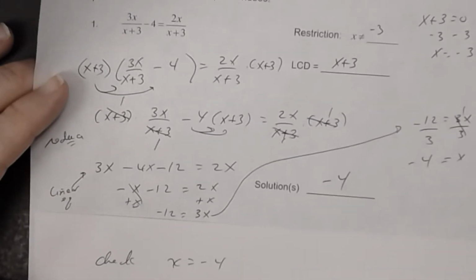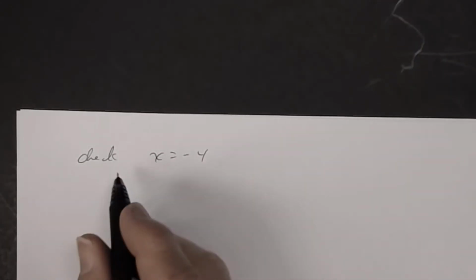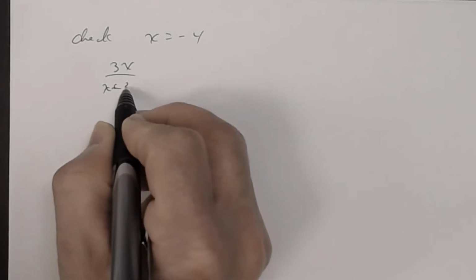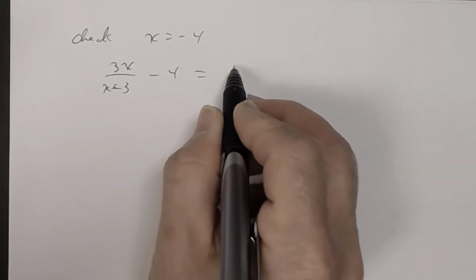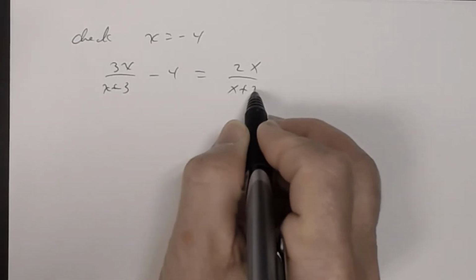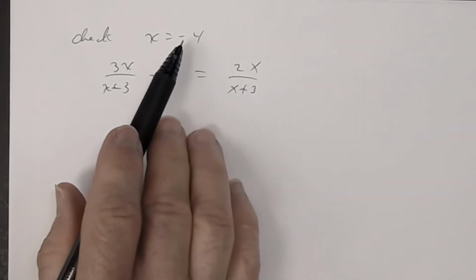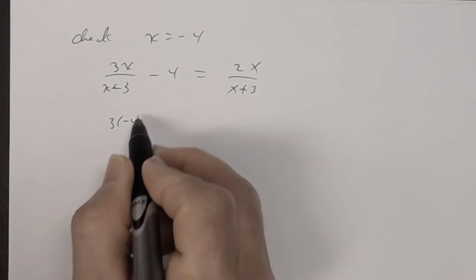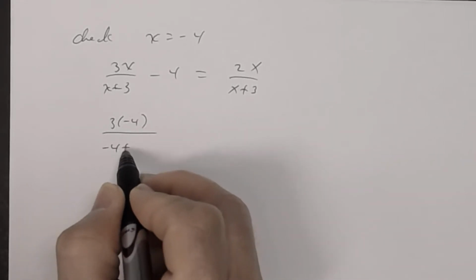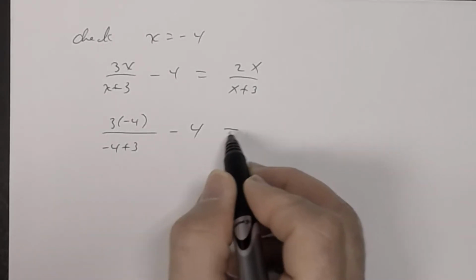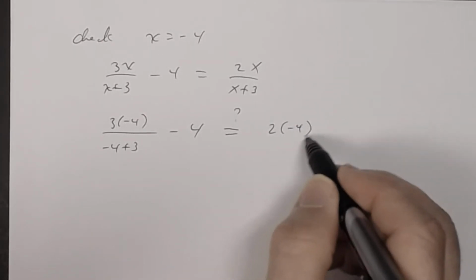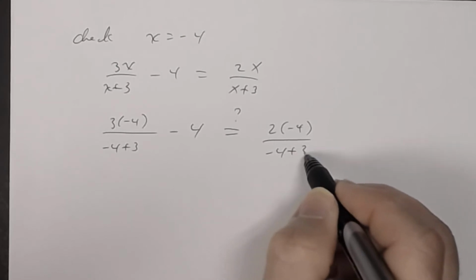Okay? So I'm going to rewrite this over. Here's my equation: 3x divided by x plus 3 minus 4 equal 2x divided by x plus 3. Where I saw the variable x, I'm going to substitute negative 4. So I get 3 times negative 4 divided by negative 4 plus 3, minus 4. And I want to see if that's going to equal this side, which is 2 times negative 4 divided by negative 4 plus 3.